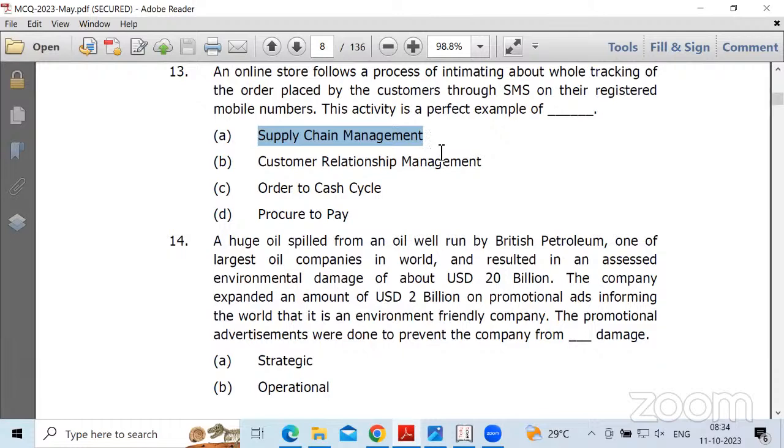CRM, once it is supplied, the supply chain management ends. But even after that, CRM works. What is even after that? Suppose the smartphone which the customer has received has some problems, some small problems, or any service is required, automatically the CRM department will take care of the services, after sale services. So therefore, it comes there. Order to cash. What is order to cash? You place the order and receive the cash.